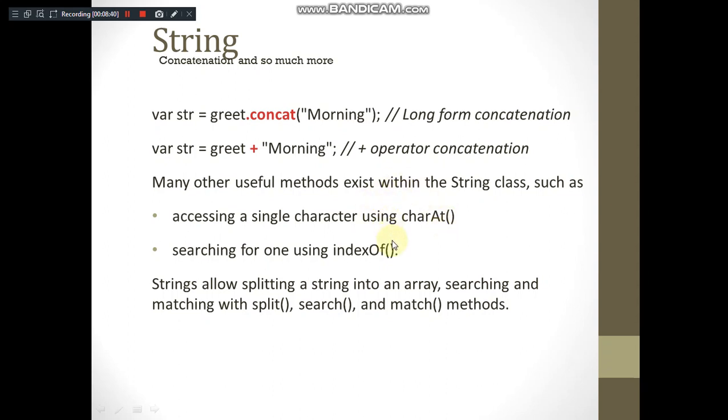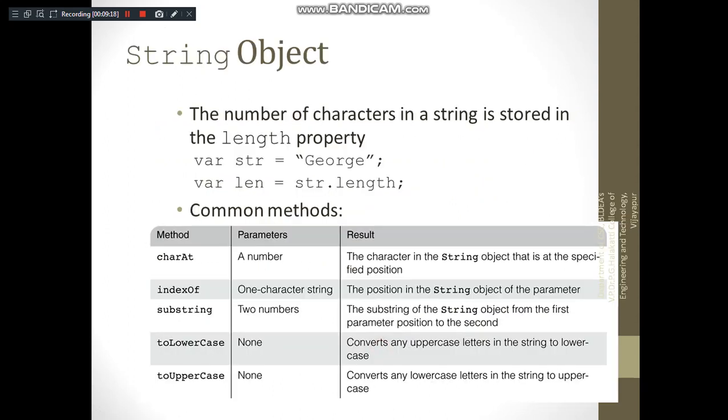That is doing a reverse task of charAt. In charAt we are passing the index as an integer and knowing what is the character at that particular position, whereas here in indexOf we are passing the character and it is returning the position in terms of integer, right? So it is also allowing you to split a string into an array by using a split function. You can apply searching by using a search function. You can just match whether the two strings are same or not by using the match method. These are the examples of string.